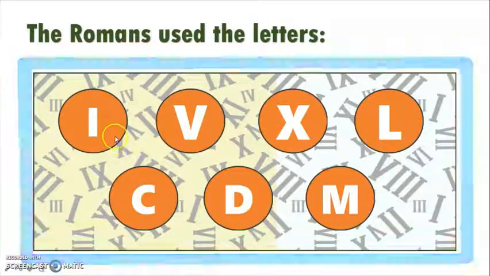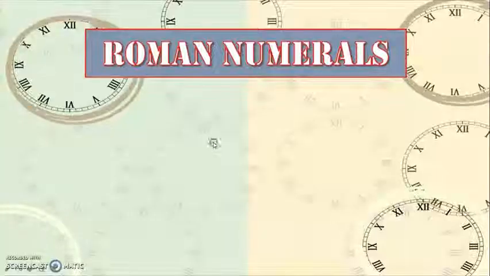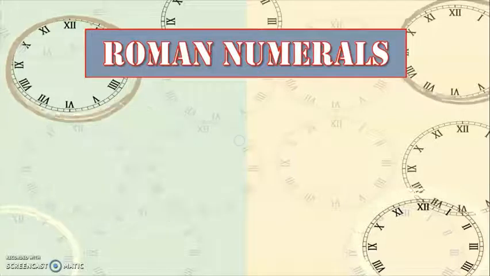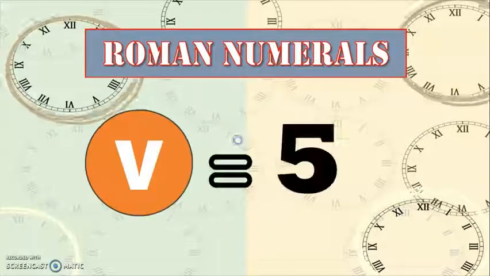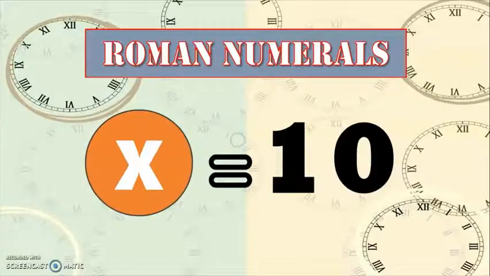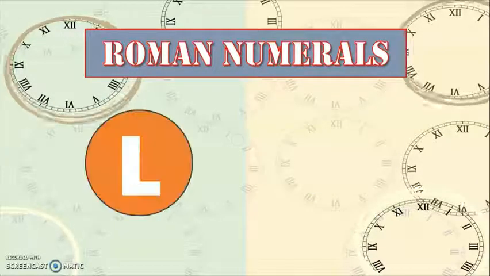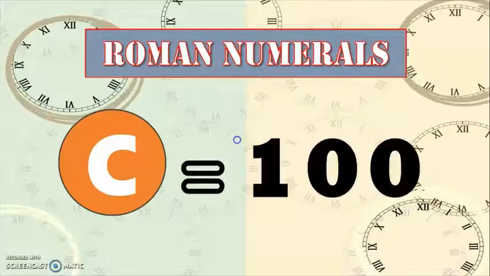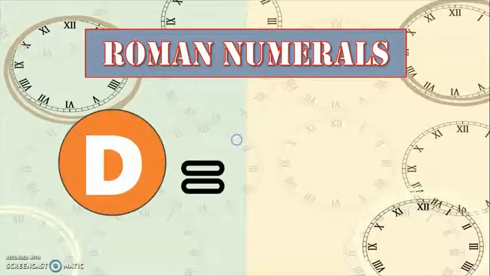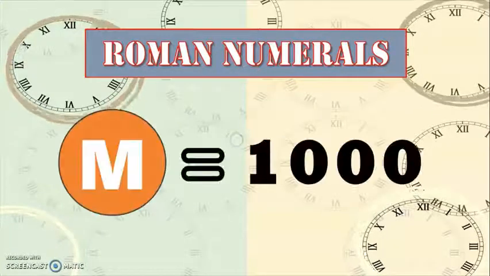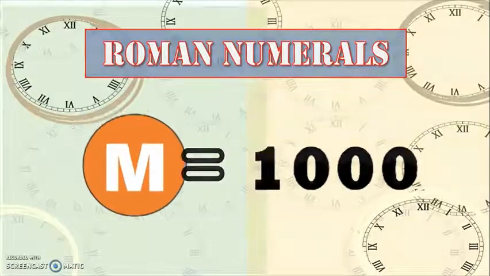So what is the equivalent value of each letter? Let's start with letter I. Letter I is equal to 1. Letter V is equal to 5. Letter X is equal to 10. L is equal to 50. C is equal to 100. D is equal to 500. M is equal to 1000.